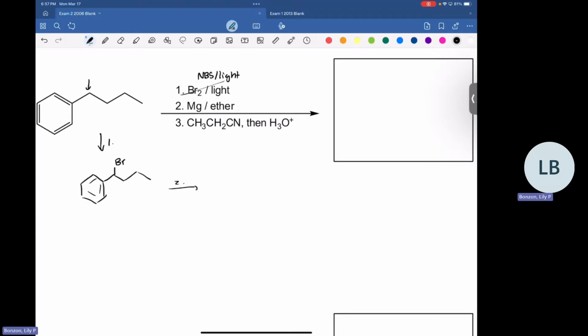So step 2, we have Mg and ether. So this is classic. This is our Grignard. So we're just going to change that into an MgBr.